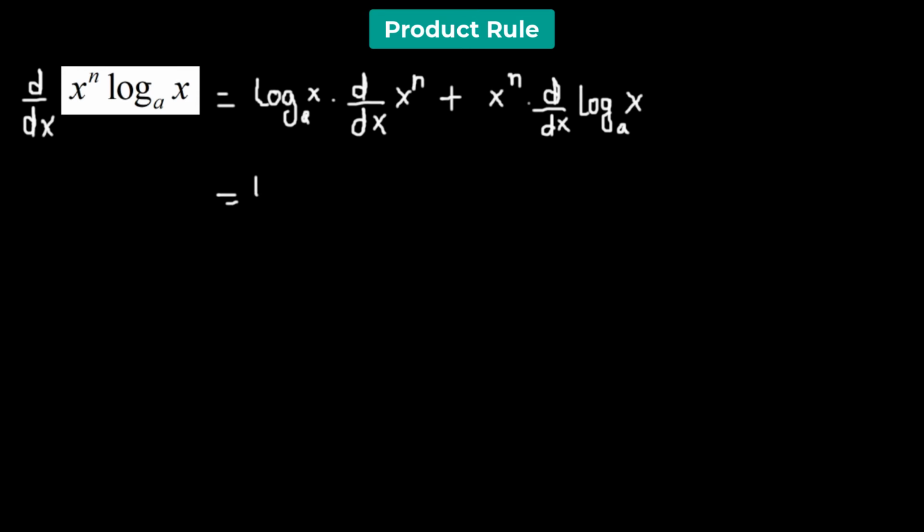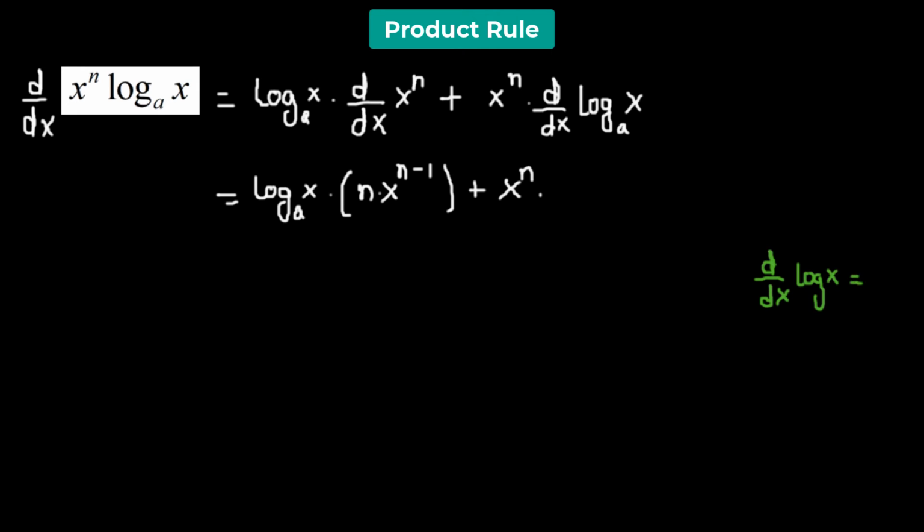So that will be equal to log of x base a, times the derivative of x raised to the power of n, which will be n times x raised to the power of n minus 1, plus x raised to the power of n. Now we know that the derivative of log of x is equal to 1 over x, and that's only true when this is the natural log. That means the base is e, but in our case we have the base of a, so that means we'll need to change it to the natural log.